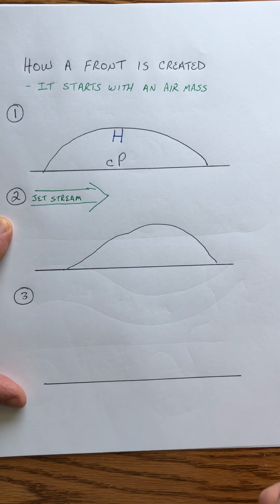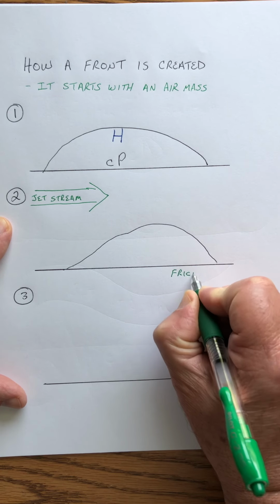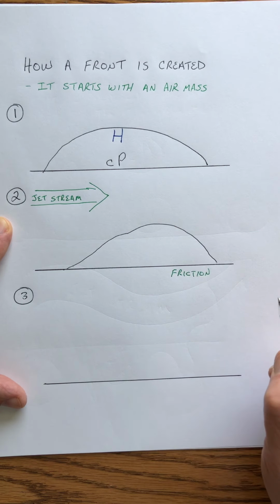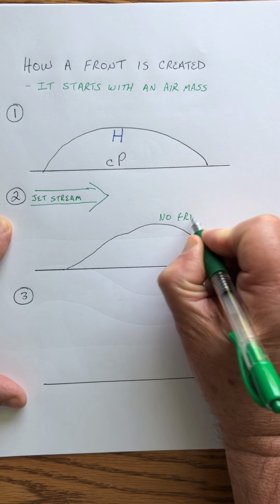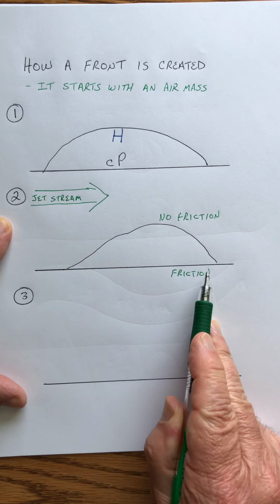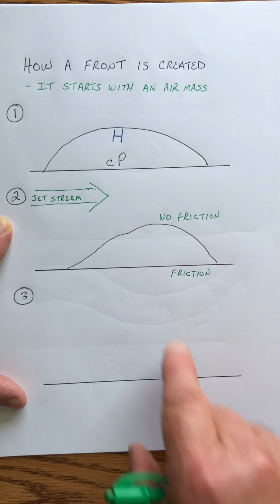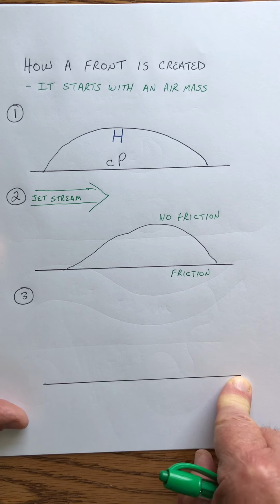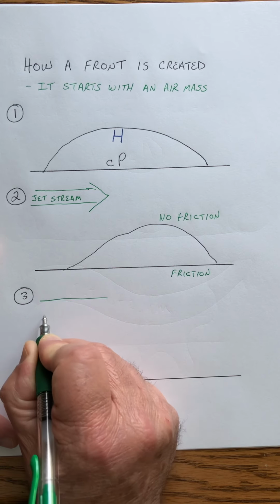Now, the important thing to realize is that there's friction taking place at the surface, okay? But aloft, a couple, 3-4 miles above the surface, there's no friction. And so that's the reason that this air mass gets kind of distorted as it moves along. Friction at the surface is causing it to move more slowly at the surface. No friction aloft means that the top of it is going to move faster than the bottom and get distorted like this. And again, this continues as this air mass moves along.